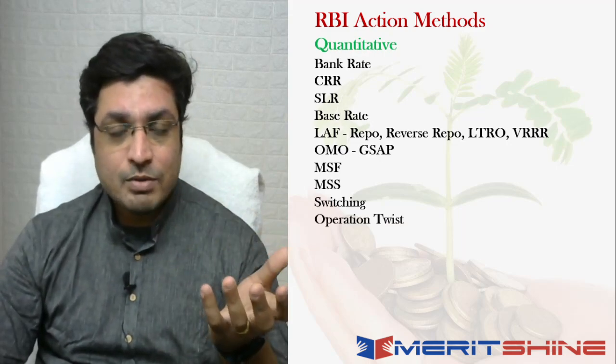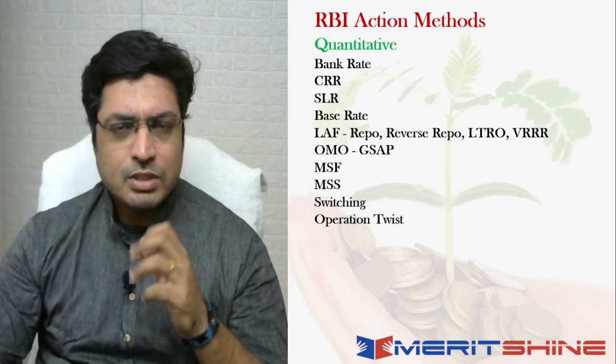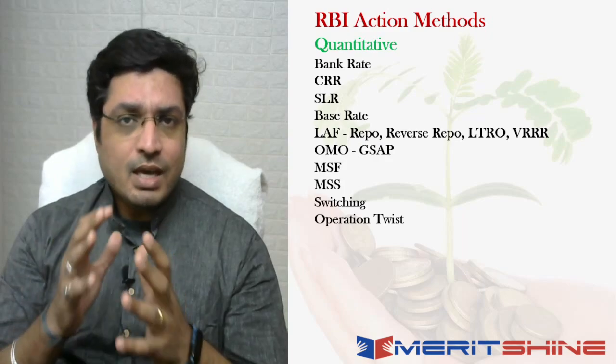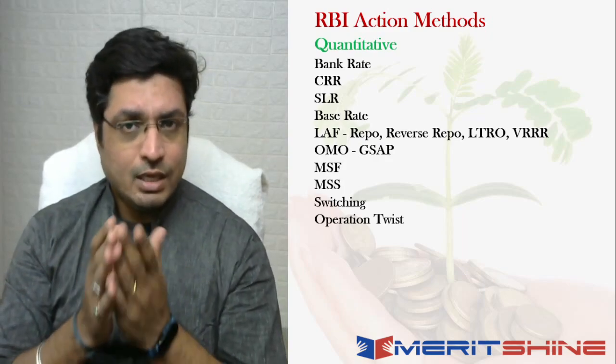Then there was something the RBI came up with recently, last year, in the context of Operation Twist. That's also something that the RBI can do. These are some of the quantitative measures that the RBI can take in order to control the money supply and control the interest rates in the economy.